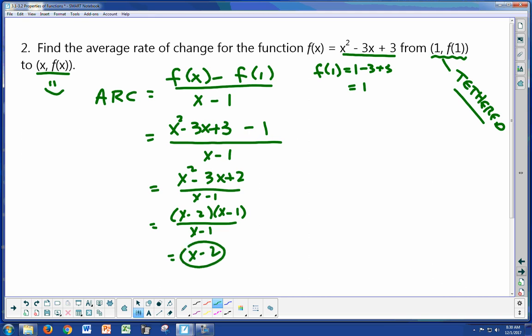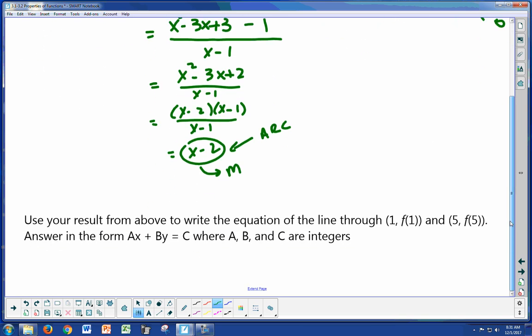So what have we just found? Well, we found a very strange thing. We found an answer that is x minus 2. This is the average rate of change between the two points, a fixed point, (1, f(1)), and a non-fixed point, (x, f(x)), on this particular function right here. So what we found is a variable or an expression that represents the slope. And we count that as m typically, but the slope is going to be x minus 2, depending on what the x value is. So that's kind of a slick little thing. Let's take a look at this final question.